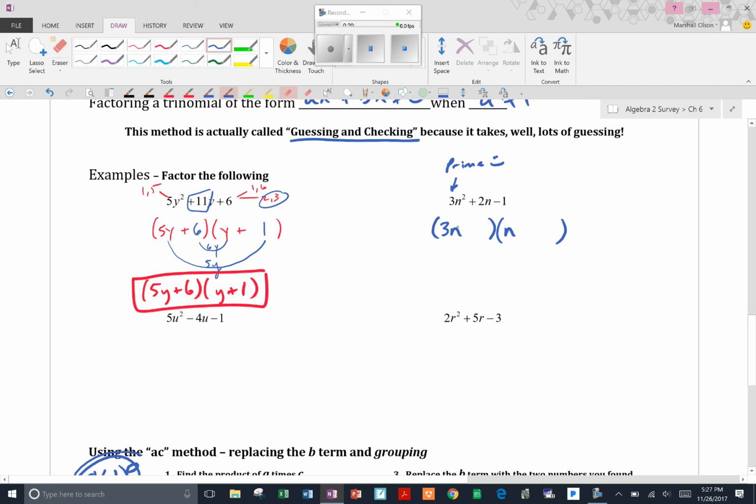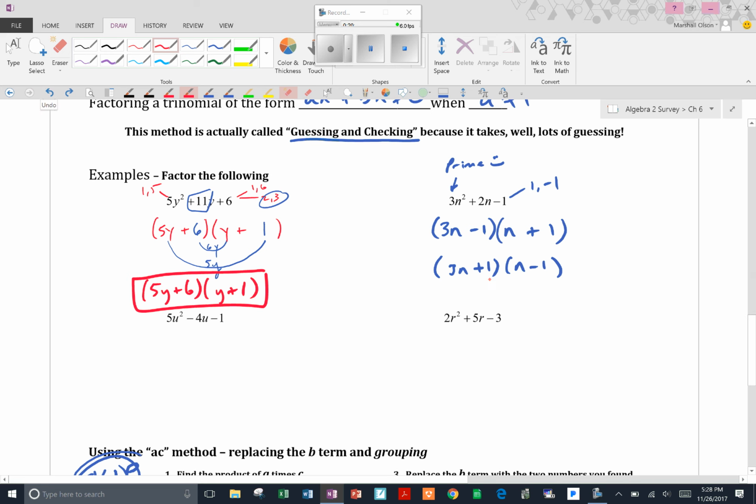Negative 1. There's really only one factor pair that works for negative 1: 1 and negative 1. So now we just got to think, do I want the negative 1 here and the positive 1 here? Or do I want the positive 1 there and the negative 1 there? Both pairs multiply to give us that negative 1, but it's which order do we want them in?